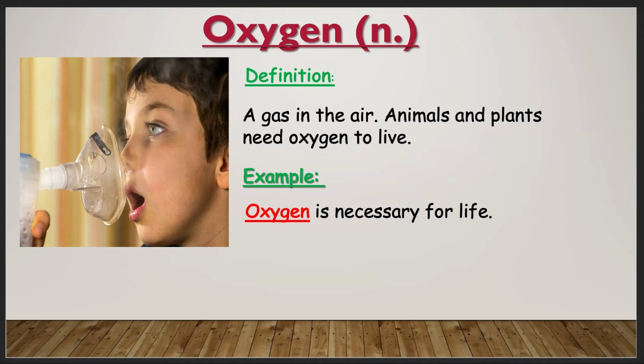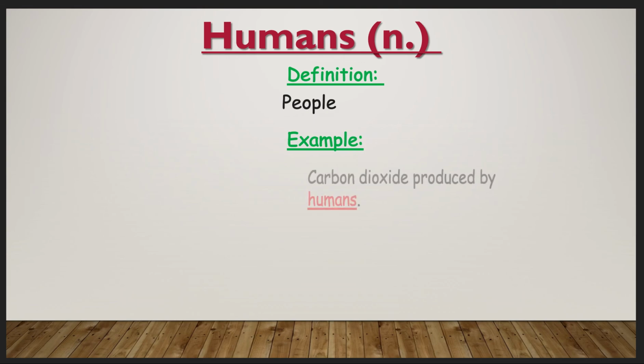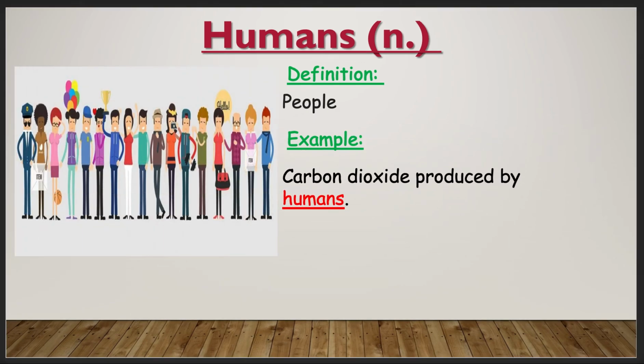Okay, this word is oxygen, and oxygen, of course, is the gas in the air, and animals and plants need oxygen to live. So animals and plants and humans as well cannot live without oxygen. The example says oxygen is necessary for life. This is the last word, and it's humans, and humans are people. Okay, humans means people, and the example says carbon dioxide produced by humans.